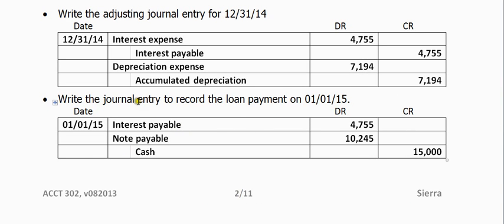And the journal entry to record the loan payment on the next day. So these two different journal entries are just trying to show our accrual accounting, the difference between accruing the interest expense and when we pay for it. So we pay $4,755 in interest, the balance goes to note payable, and we credit our cash $15,000.